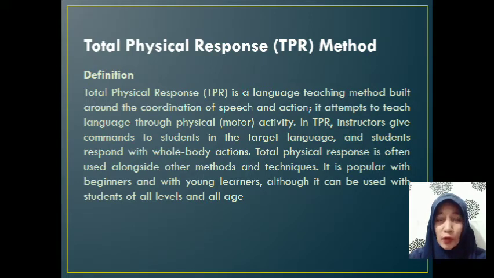Total Physical Response (TPR) is a language teaching method built around the coordination of speech and action. It attempts to teach language through physical activity. The instructor gives commands to students in the target language, and students respond with full body action. Total physical response is often used alongside other methods and techniques. It is popular with beginners and with young learners, although it can be used with students of all levels and all ages.